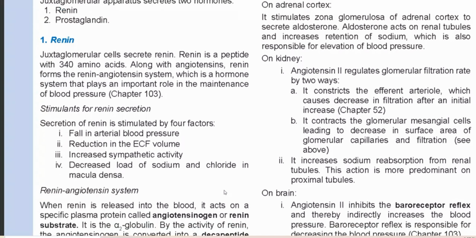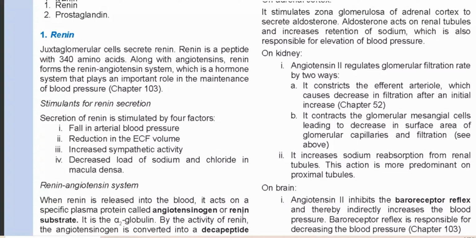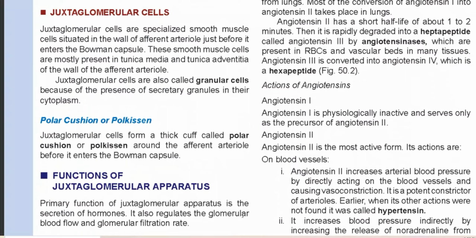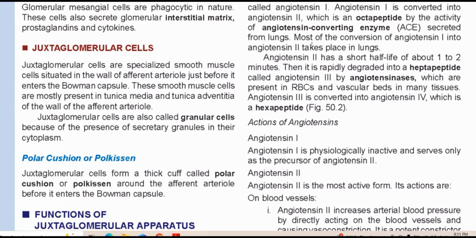it acts on a specific plasma protein that is called angiotensinogen, the renin substrate, and it is an alpha-2 globulin. Angiotensinogen is converted into a decapeptide, that is angiotensin 1, and angiotensin 1 is converted to angiotensin 2, which is an octapeptide molecule. So angiotensin 1 is a decapeptide, then angiotensin 2 is an octapeptide. With the help of ACE, angiotensin converting enzyme, it will form angiotensin 2. Now, most of the conversion of angiotensin 1 into angiotensin 2 takes place in the lungs.